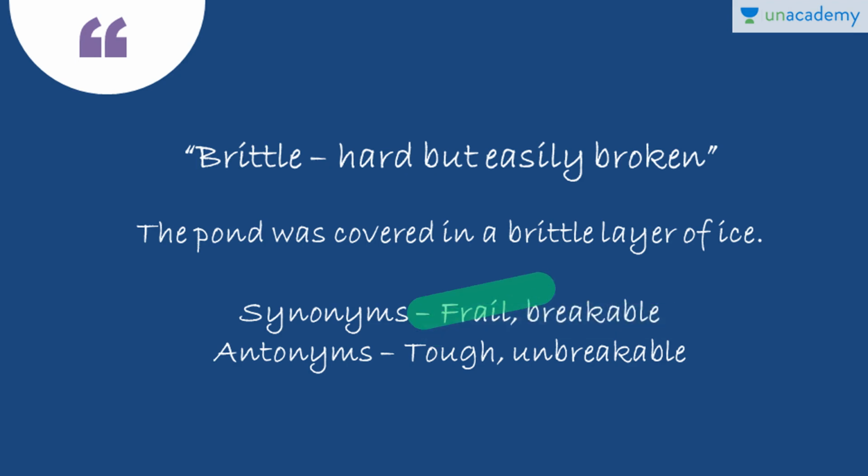And the next is frail. Frail is something which is weak or delicate, and obviously something weak and delicate can be broken down very easily. Then we have antonyms, words having the opposite meaning, and the antonyms are tough and unbreakable. Now tough means something which is not easy to break down. You cannot break it very easily when something is tough. The next is unbreakable. It is also self-explanatory: something which cannot be broken down into pieces is unbreakable.